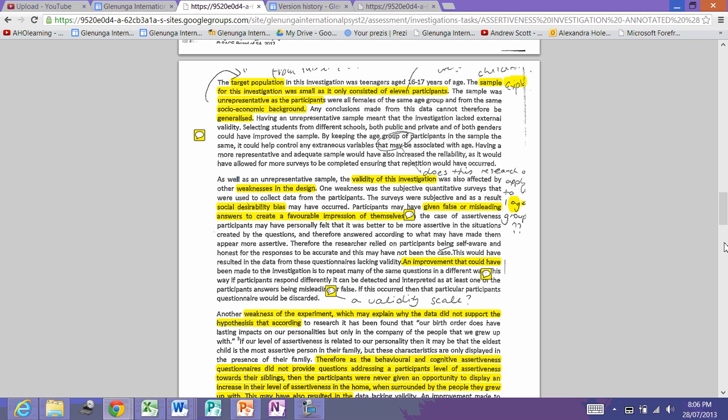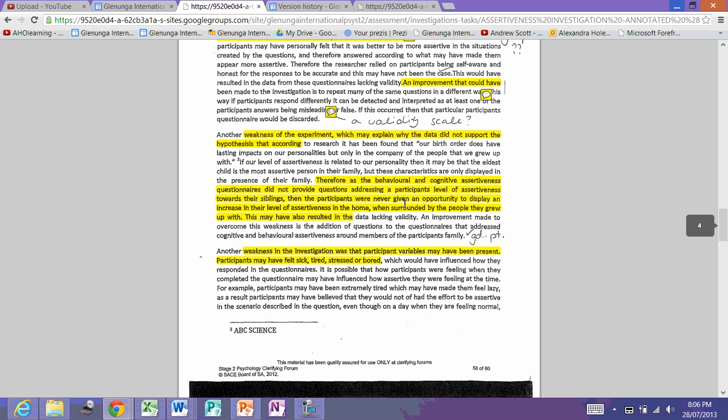Weakness of the experiment. Okay? Behavior and cognitive assertiveness. Questionnaires didn't provide questions addressing participant level of assertiveness towards their siblings. They didn't ask that. That's a great, great, great thing. Very good point.